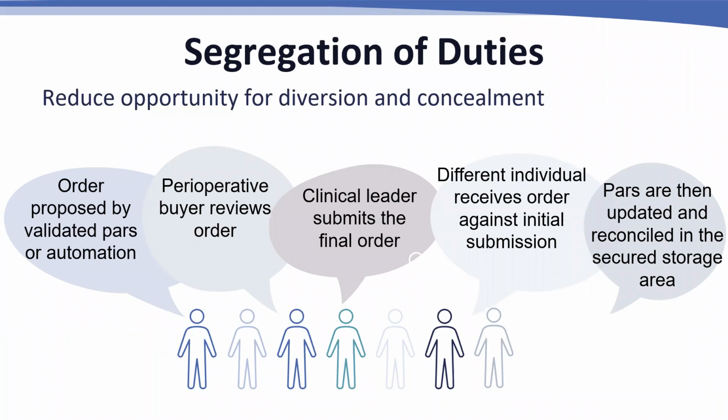The perioperative buyer can review and submit that order, but then a clinical leader actually signs off on it before it actually gets fulfilled. Then a different individual can receive the order, and they're going to look at that and say, okay, what came in off the loading dock versus what was ordered? And that gives that opportunity to say, hey, are we missing medication, or did something get taken in between the process of us receiving this into the perioperative setting and the process of it being ordered? And then make sure you're always looking at PARs and you're updating them and reconciling them based on the run rates of medications within the area. Next slide, please.